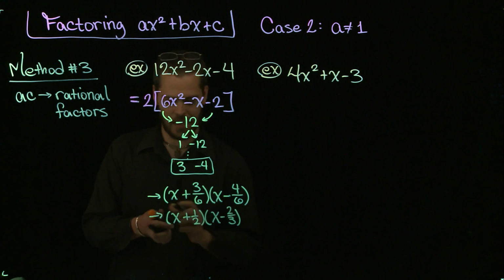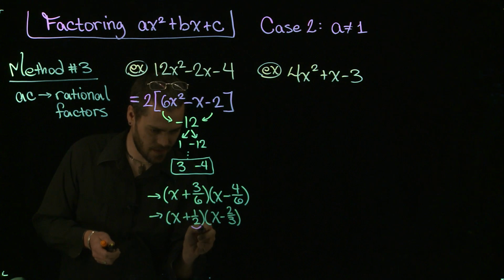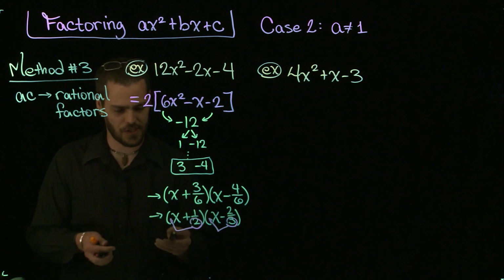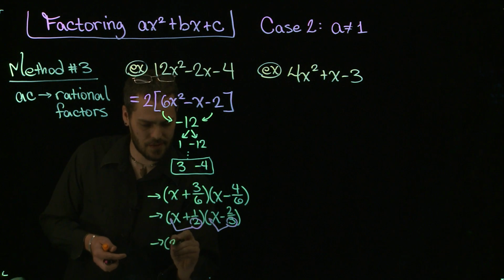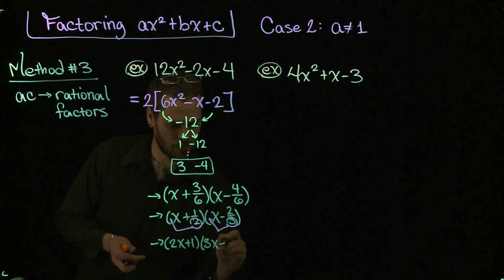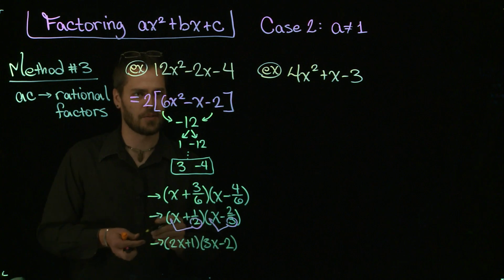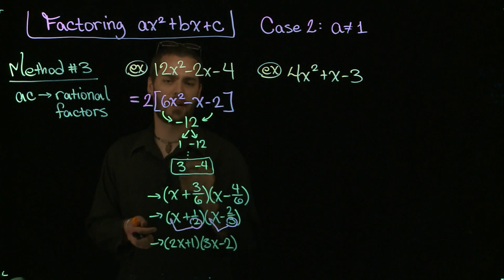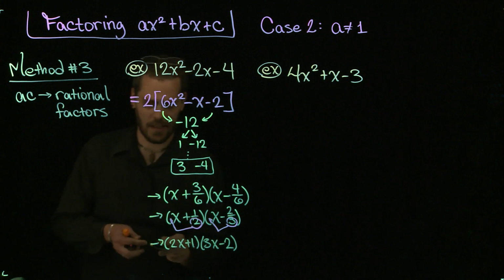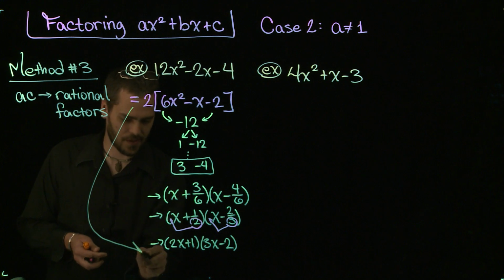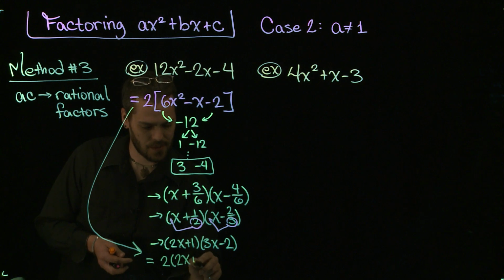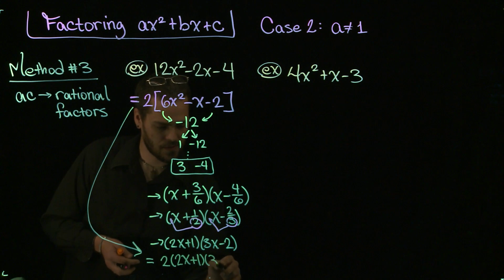2/3 here. And remember, the last part of this crazy method is to drag these denominators up in front of the x. Those become the coefficients. So now we have 2x plus 1 and 3x minus 2. And at this point, these two binomial factors indeed equal the trinomial 6x squared minus x minus 2. But don't forget about that greatest common factor. So in the end, what we have is 2 times 2x plus 1 times 3x minus 2.